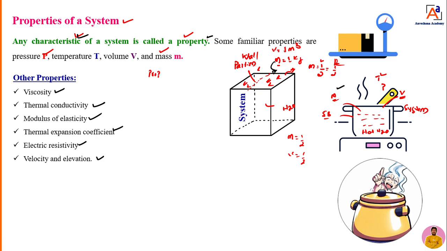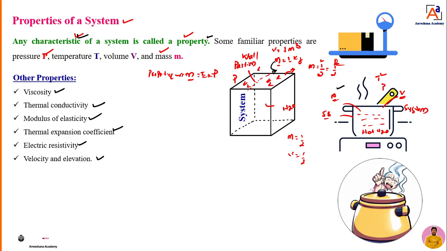Any property you can take, if it depends on mass, we can call that an extensive property. But this is one property, volume, we have taken. Now I will take one more thing, pressure. You can measure the pressure at the left side and at the right side, but the pressure remains the same. Even though you are dividing the mass into two parts, the pressure remains the same at the left side and right side.